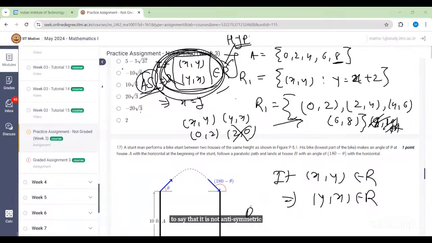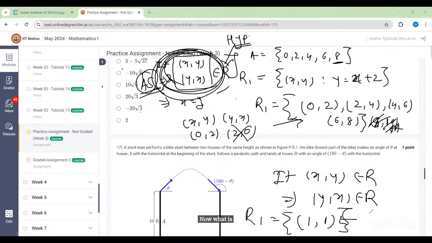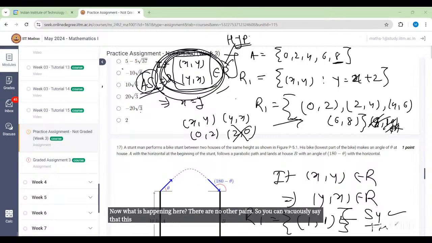For example, if I tell you this relation R1, if I take the relation to be only (1, 1), now what is happening here? There are no other pairs. So you can vacuously say that this relation is symmetric, this relation is transitive, but this relation is not reflexive, and this relation is also antisymmetric.